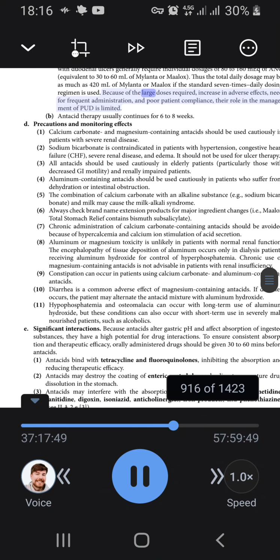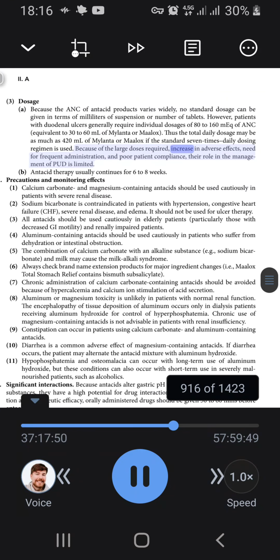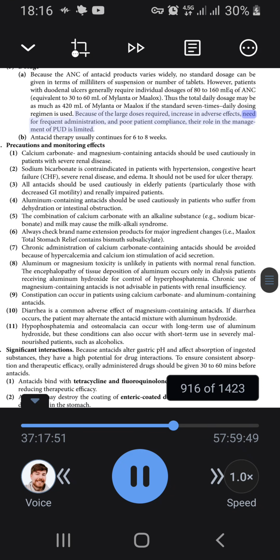Because of the large doses required, increase in adverse effects, need for frequent administration, and poor patient compliance, their role in the management of PUD is limited. B. Antacid therapy usually continues for 6 to 8 weeks.